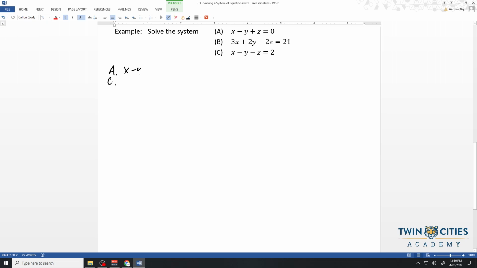A is x minus y plus z equals 0. And C is x minus y minus z equals 2. Getting rid of the z's, they're exact opposites. Let's add. 2x minus 2y is equal to 2. And this is a brand new equation. I'm using labels A, B, and C already. We'll call this D. And I'll highlight.